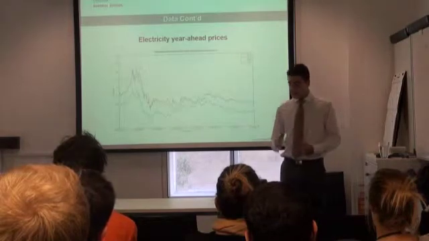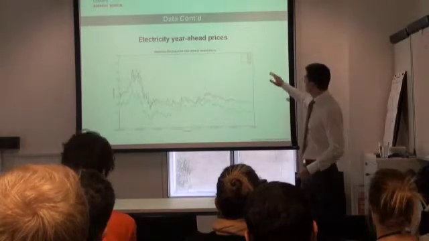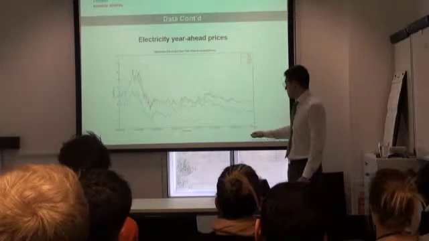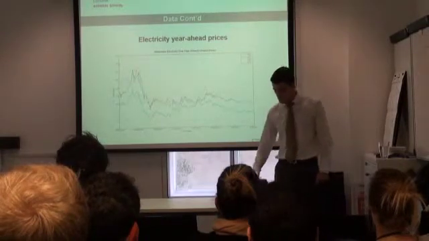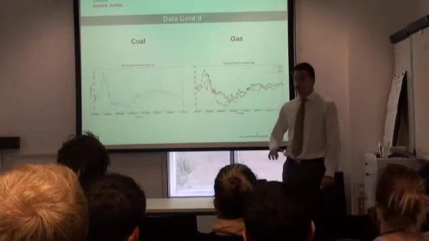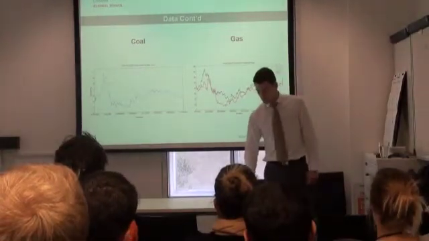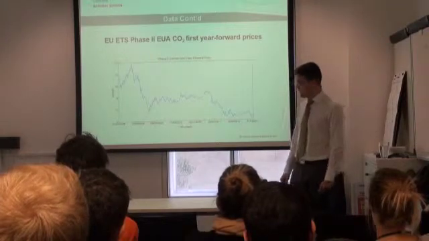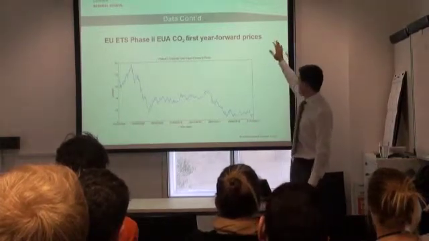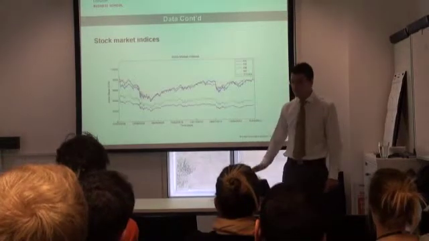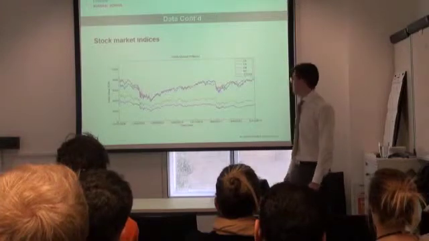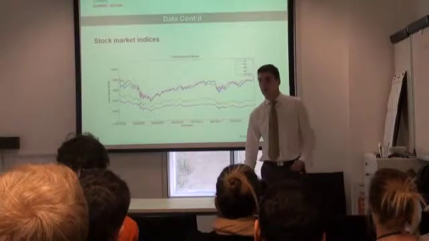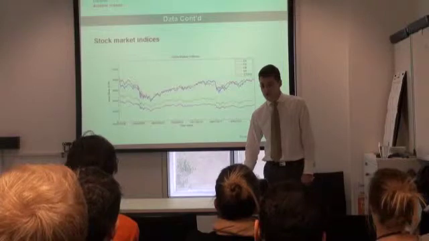So this is how electricity year-ahead prices related to Germany, France, the UK, and Nord Pool behaved from the start of 2008 to the end of 2012. They behave quite similarly to coal and gas 1 year forward prices, and of course to the 1 year forward carbon price. So you can see that the behavior is quite similar to the electricity forward prices. And finally, the stock market indices of the different countries, which are used as a proxy for forecasts of future economic activity on which electricity forward prices depend.